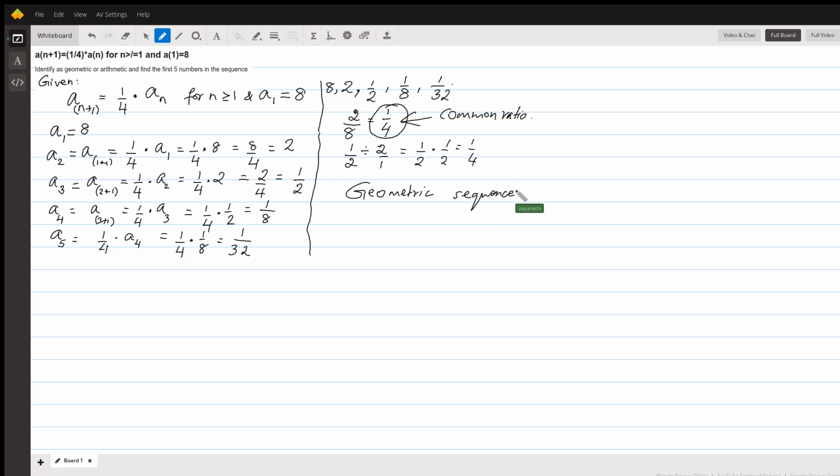So part of your answer is to name the sequence. We have a geometric sequence, and the other part is to list the first 5 numbers in the sequence. Let me circle that part. That's also part of your answer. I hope this helps.